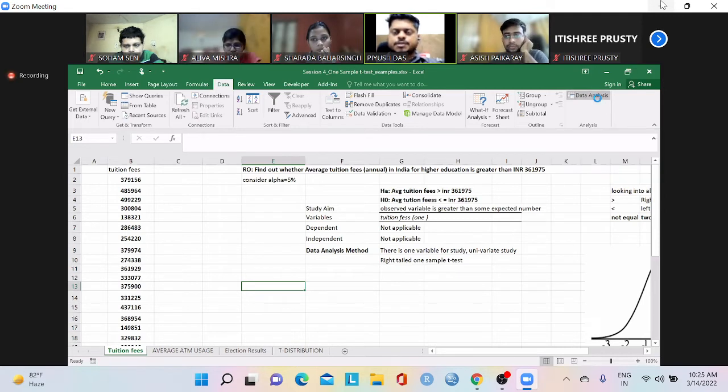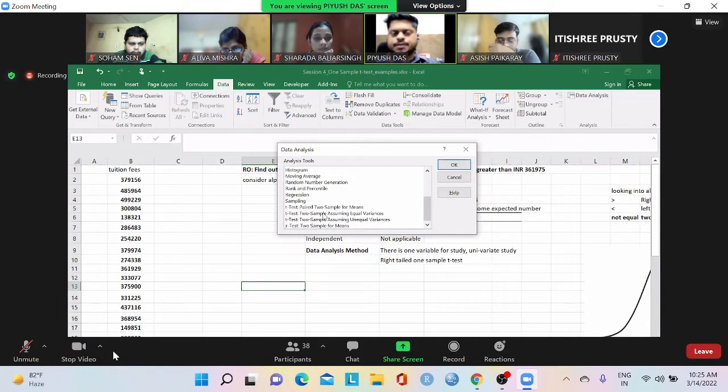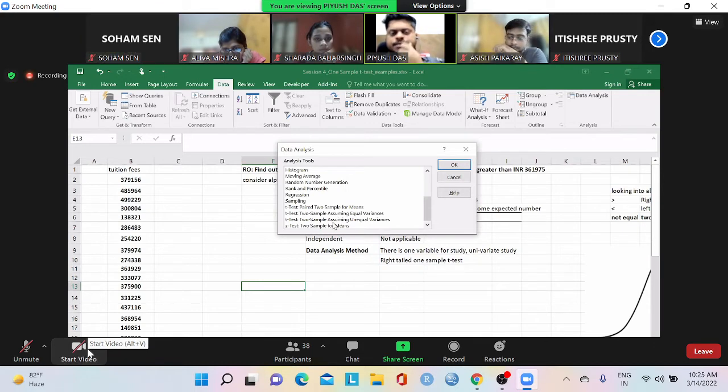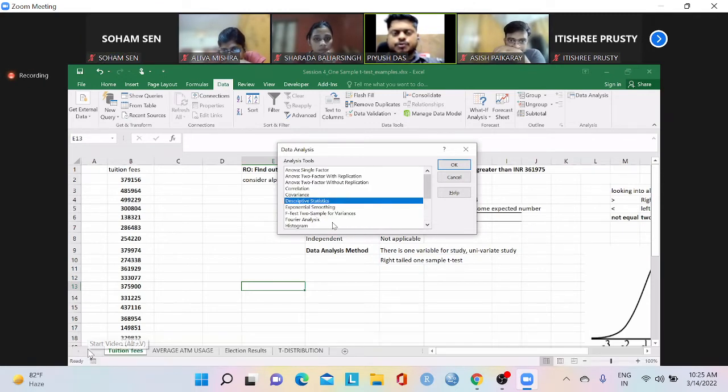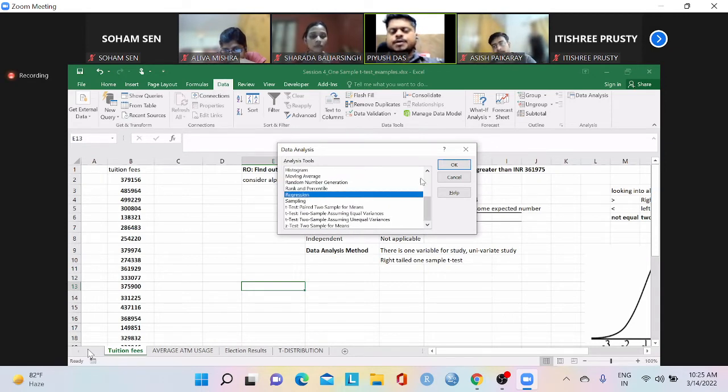Why am I showing this? I think you might have used this earlier also. Whatever we are going to do: ANOVA, correlation, covariance, F test, T test, two sample T test, Z test. Z test we are not going to show because T test and Z test will give almost similar results. Regression, right? All of this we are going to cover through this data analysis tool, whatever is required for our hypothesis testing. So this option is very important for us.